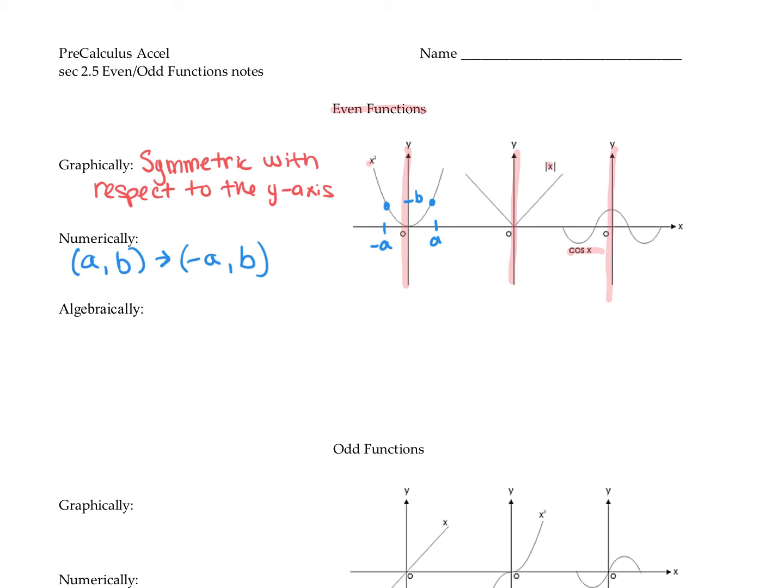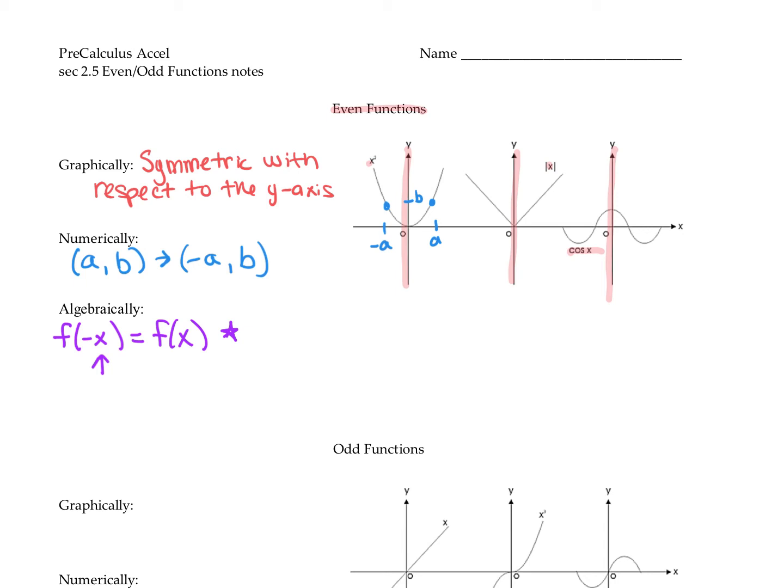Algebraically, what this means is that if I substitute negative x into f, it's just going to be equivalent to f of x. And this is actually going to be how we test if a function is even or odd, is we're going to substitute negative x in for x.